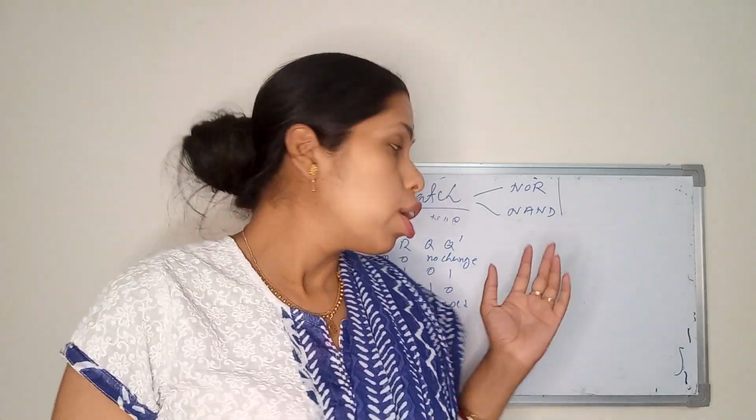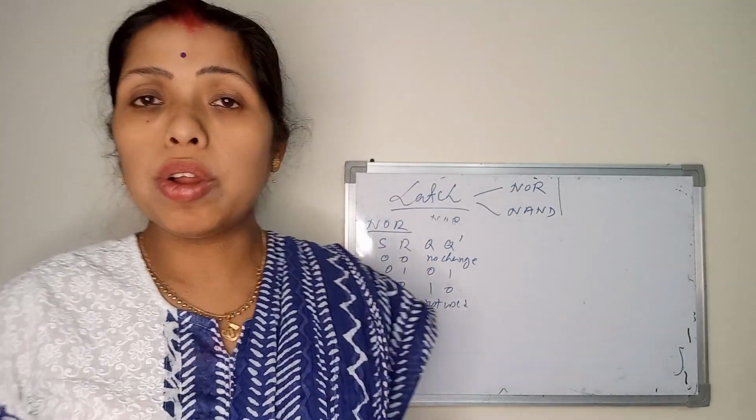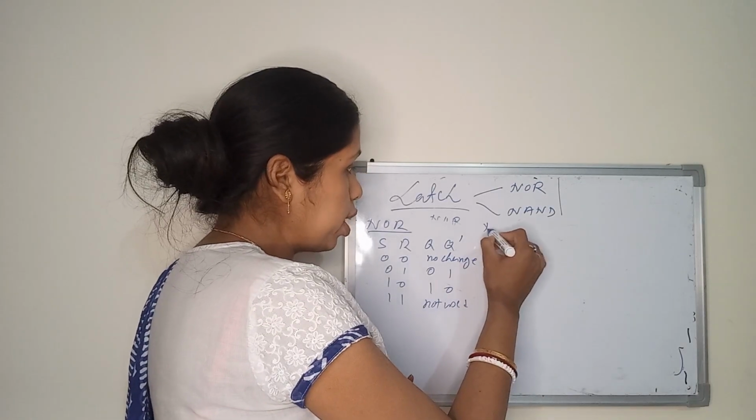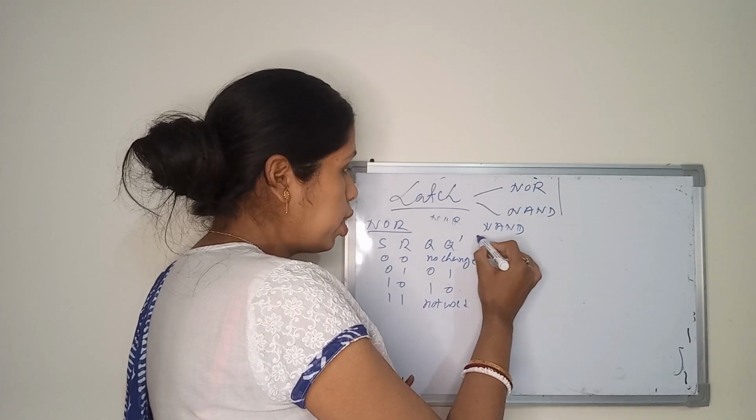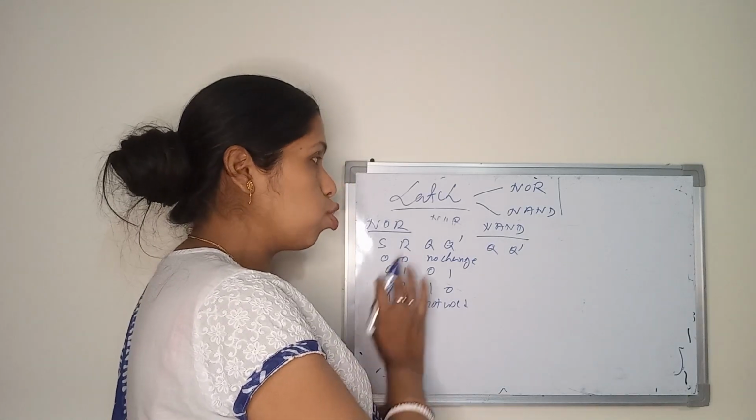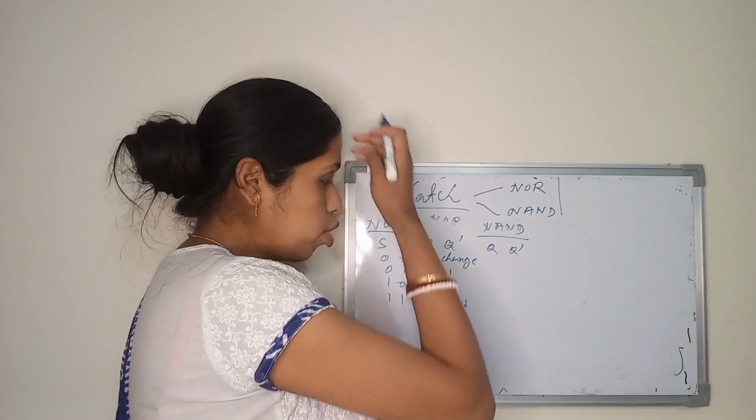Now come to the NAND latch. I discussed the working principle of how we are getting this truth table. So now I will discuss the NAND latch. First I am writing what happens in the NAND latch. Here also I am giving two inputs, S and R. So what will happen here?